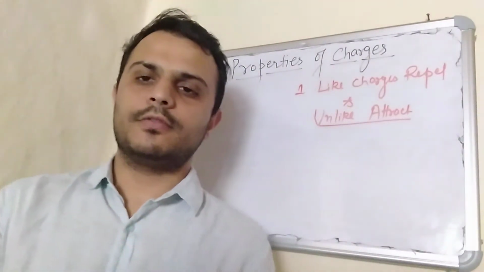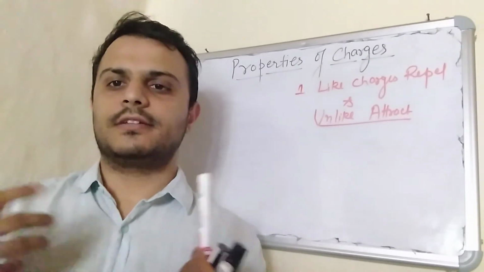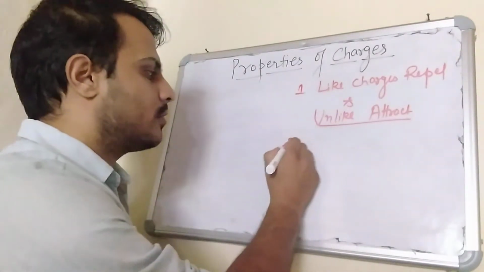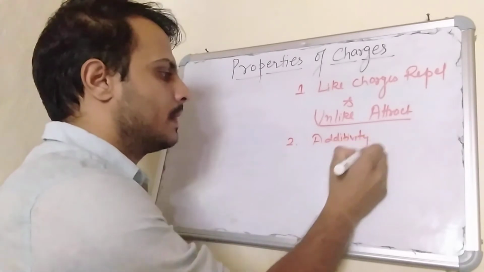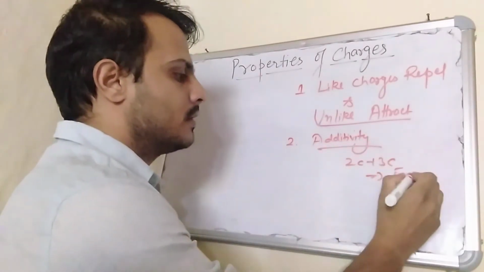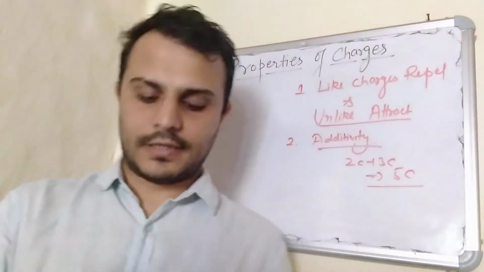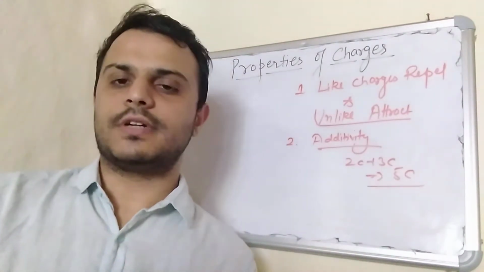And the second property of charges is their additivity. We can add the charges like scalar quantities. I can add a charge like 2 coulomb plus 3 coulomb, and it will give me 5 coulomb. So I can add them like scalars. I don't have to follow the rules of vector addition and all that. This is the second property of charges.